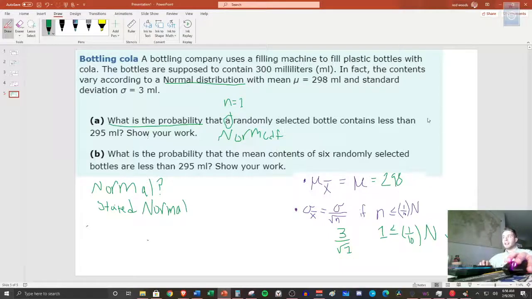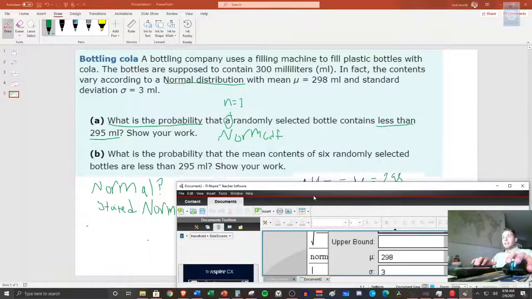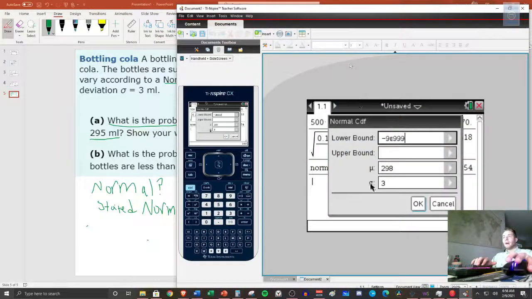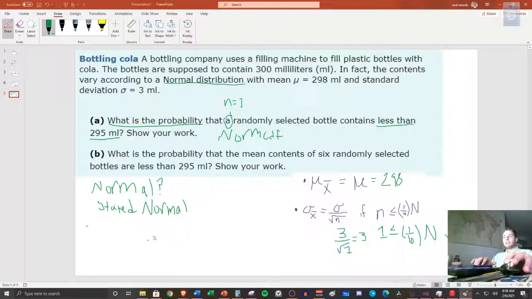It says less than 295 milliliters. The standard deviation, 3 divided by square root of 1, well, square root of 1 is 1, so it's just 3, so it stays the same. It says less than 295. So we already have negative infinity in here. We'll leave it like that. And we want it to be less than 295. And we hit OK. So we get 0.1586. And that's going to be the answer to this problem.